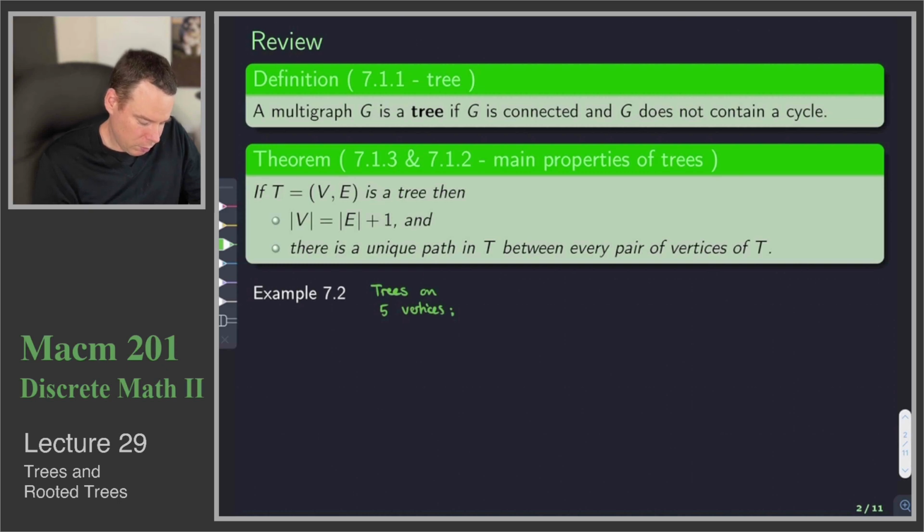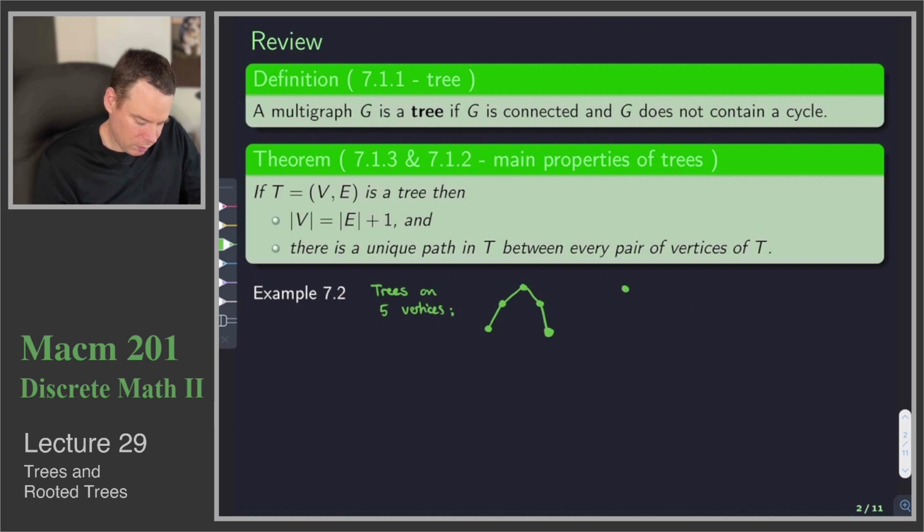So in the first case, I'll assume that all vertices have degree 2 or less. In that case, it's going to be a path. So there is our graph. Every vertex has degree 2 or less. We have 2 leaves of degree 1 and then 3 intermediate vertices that have degree 2.